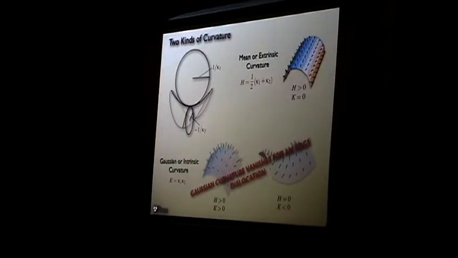From these 2 curvatures, you can construct 2 invariants. One is the mean curvature, which is the average. And the other is the Gaussian curvature, which is the product. Right? And bending a piece of paper, folding a piece of paper over, is changing its mean curvature. Making a spherical cap has mean and Gaussian curvature, and a saddle has 0 mean curvature and negative Gaussian curvature.